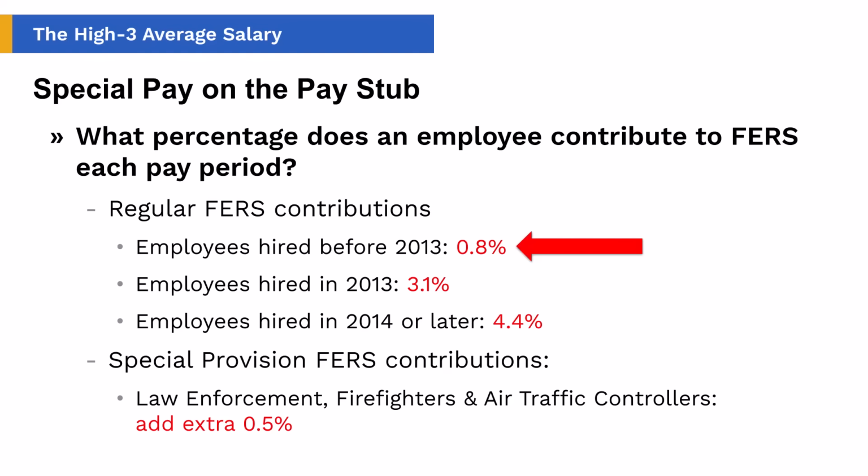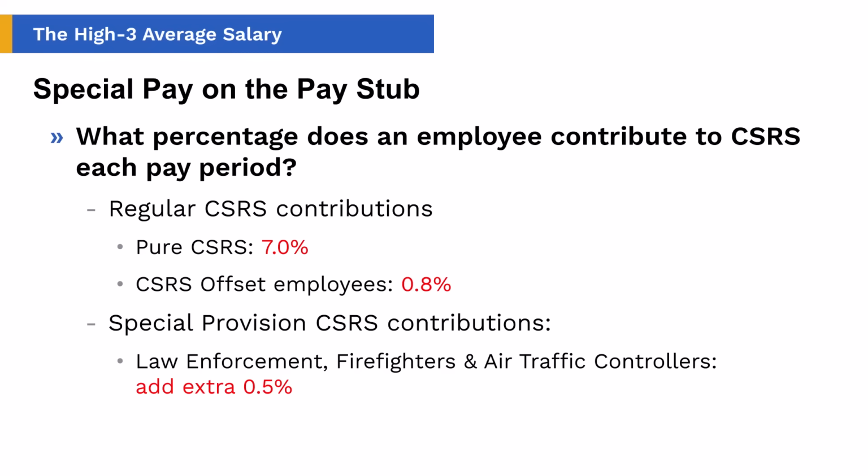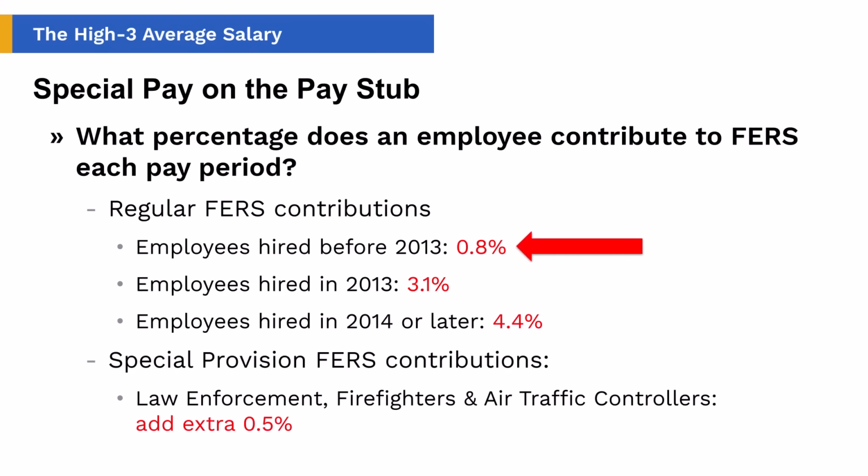Okay. Now, if you happen to be a special provision employee, law enforcement, firefighters, air traffic controllers, you're part of the extra 0.5% club, and you have to contribute that extra 0.5% based on which category above you came in under. Okay. Now, I put the CSRS contributions on here as well. I'm not going to spend the time to walk through it, but you've likely known how much you're contributing to your pension for a long, long time, but wanted to make sure this content was at least in here for you to reference.